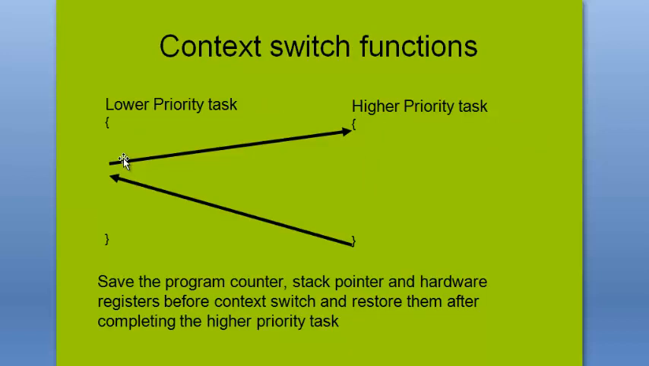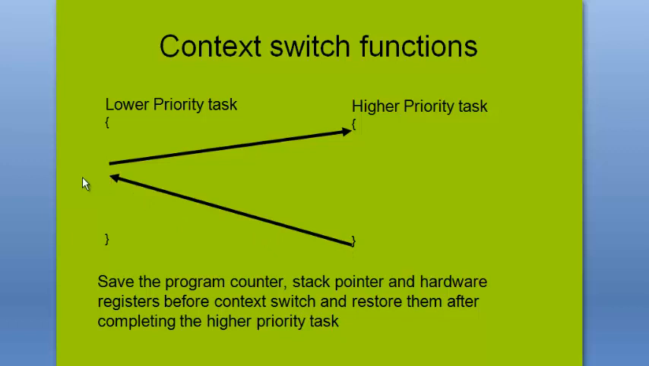Context switch. This is a very important parameter of a real-time operating system. Whenever you port a real-time operating system to your hardware, you will measure the context switch time. Generally, it is very fast in a real-time operating system as compared to a general purpose operating system. Here a lower priority task is running. At this point of time, a higher priority task is ready. The control will be switched to the higher priority task. After the higher priority task completes, control is passed back to the lower priority task.